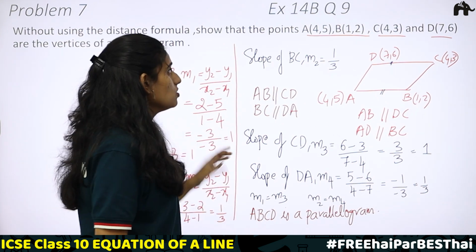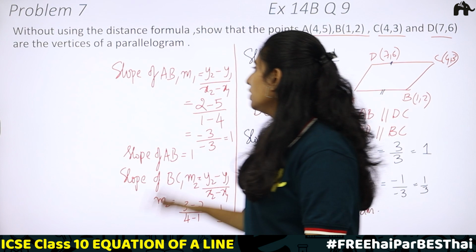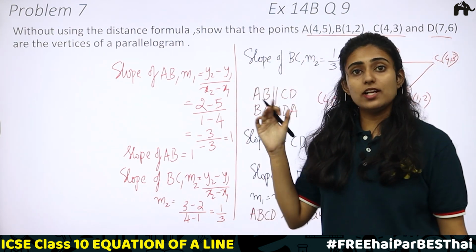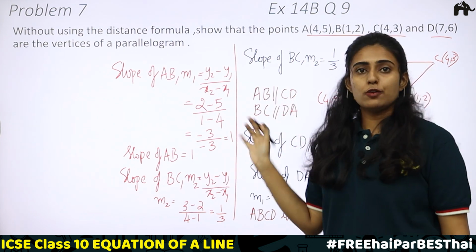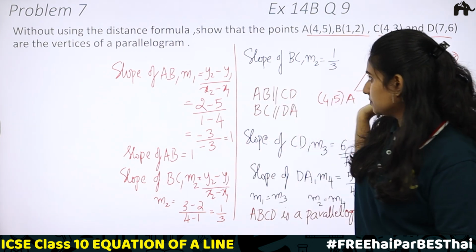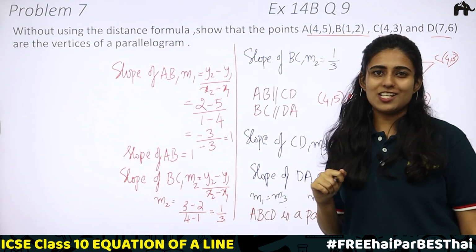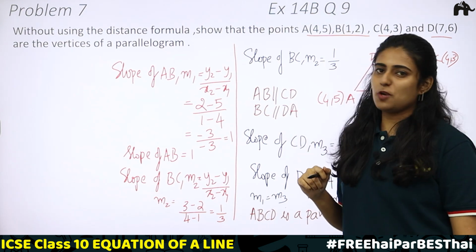So here we have not used the distance formula. We are just calculating the slopes of each side and getting equal slopes for opposite sides. We proved that this figure given is a parallelogram. Understood this? Let's move on to the next problem.